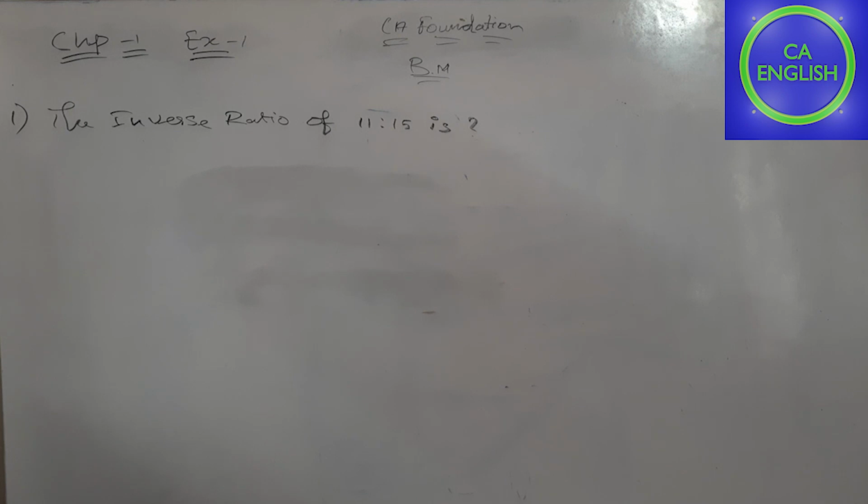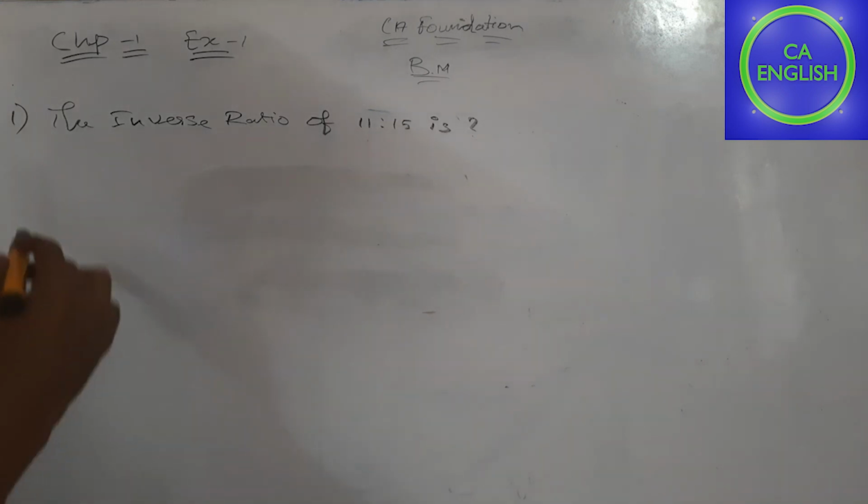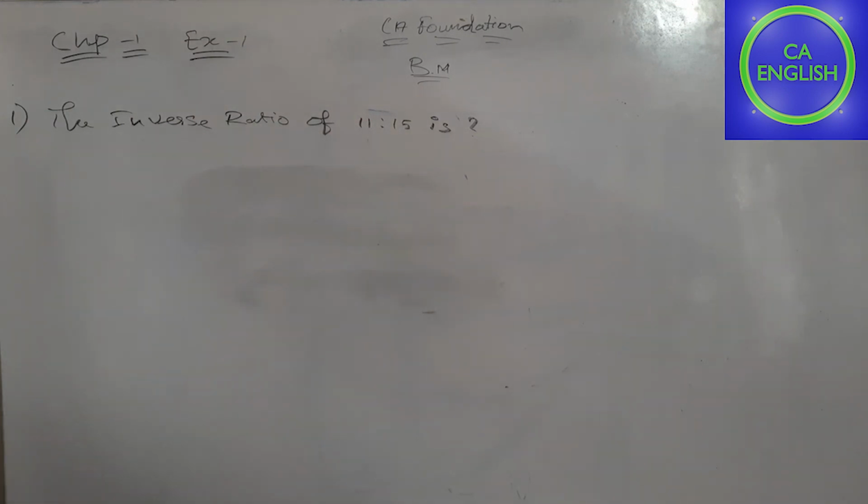And in this video, we are going to see Business Mathematics Chapter 1 Exercise 1, and let's solve the sums. Okay, and the first sum of exercise A is: the inverse ratio of 11 is to 15.